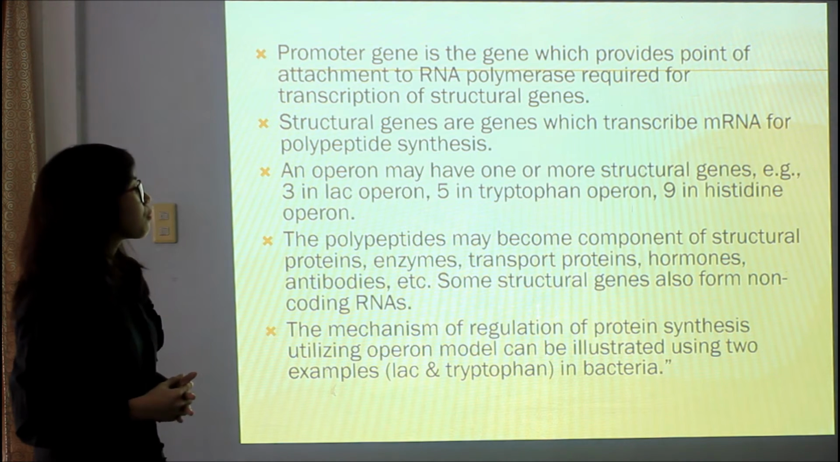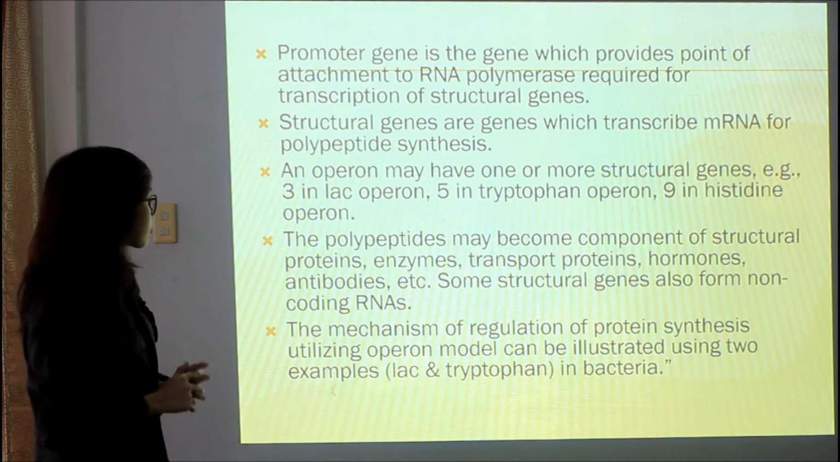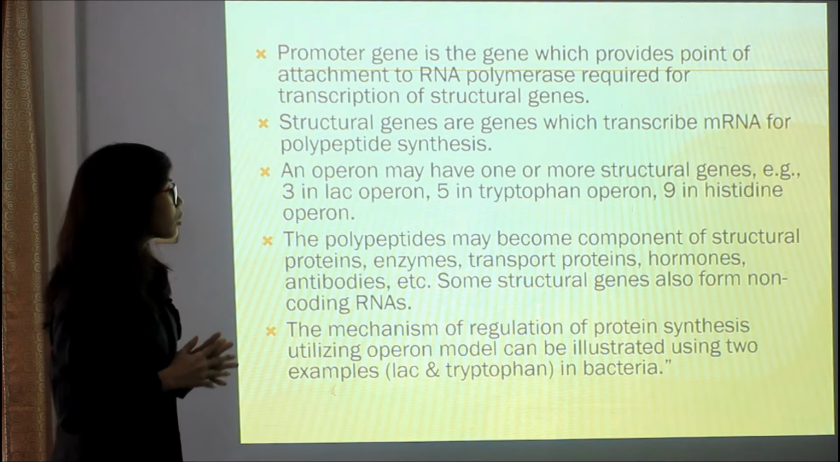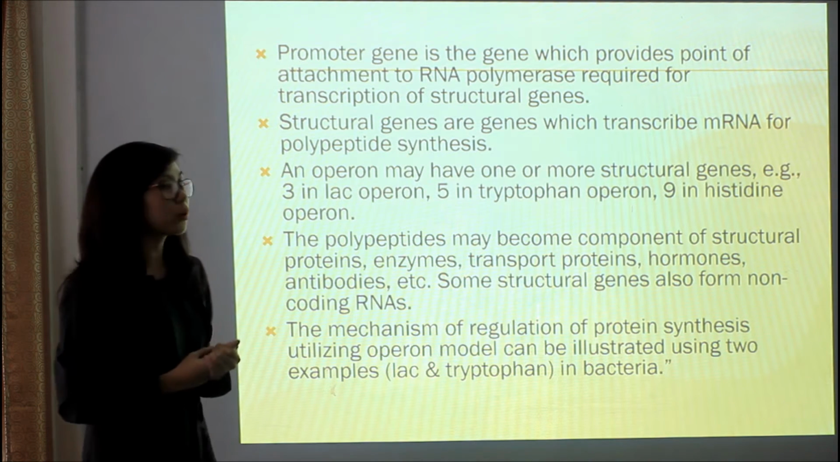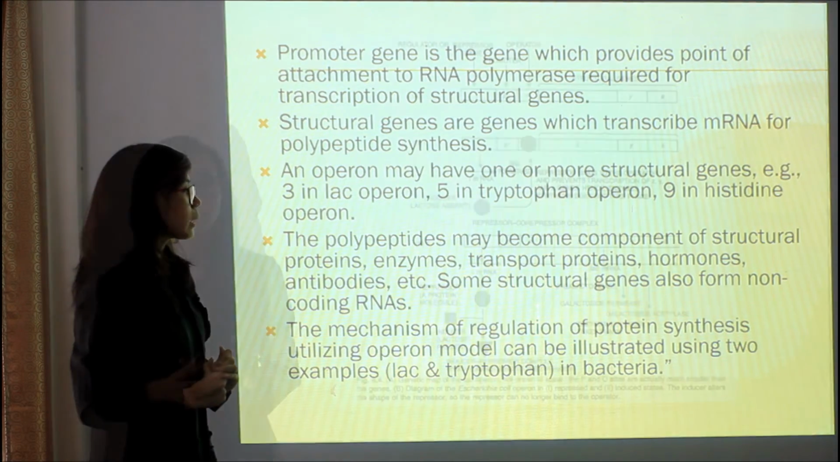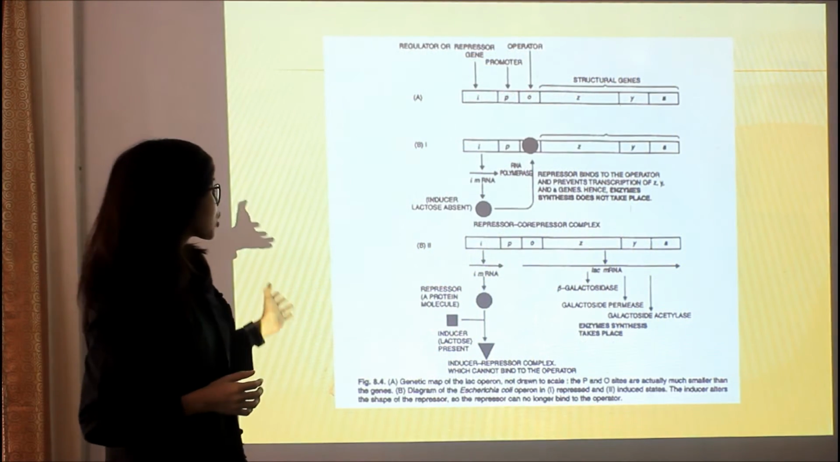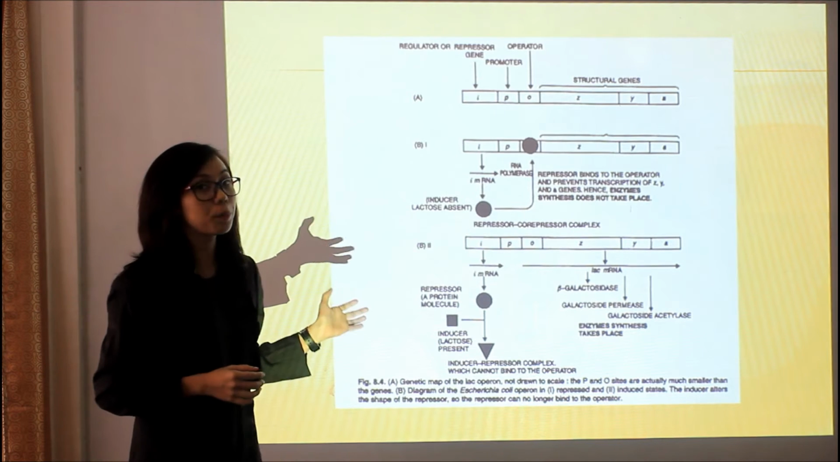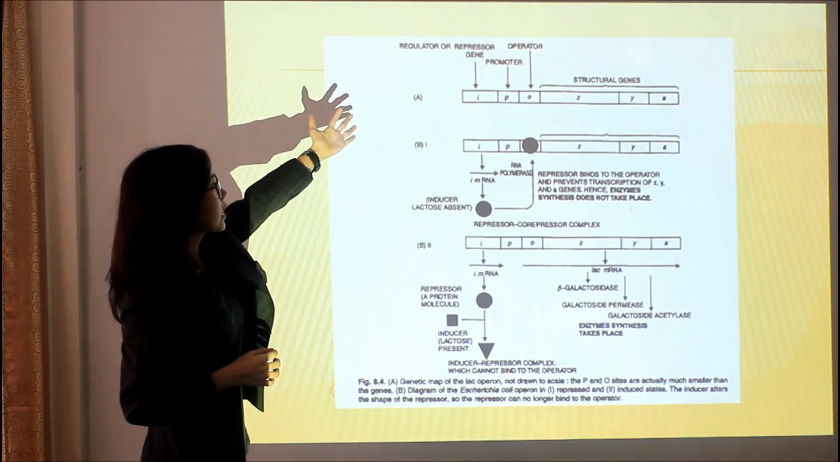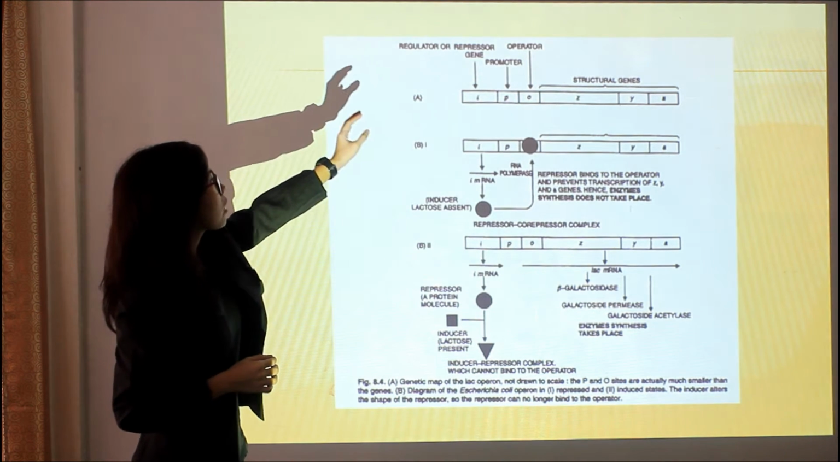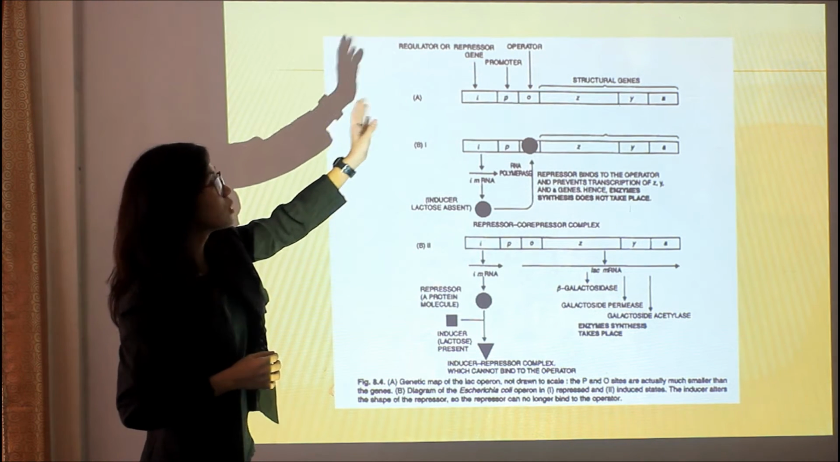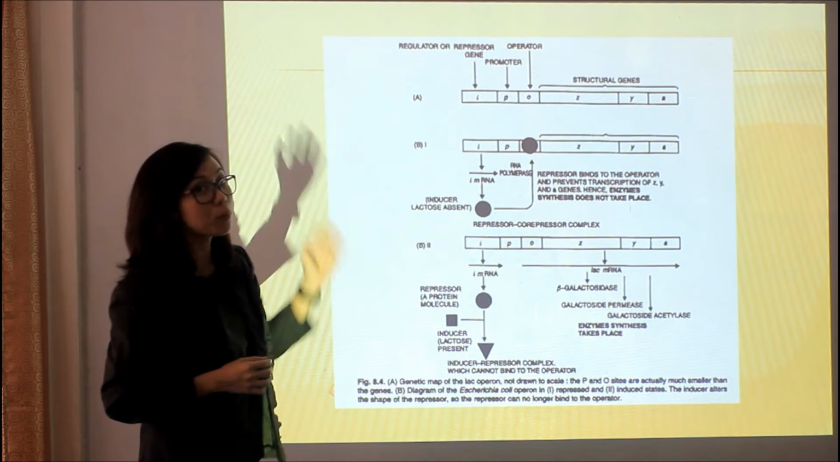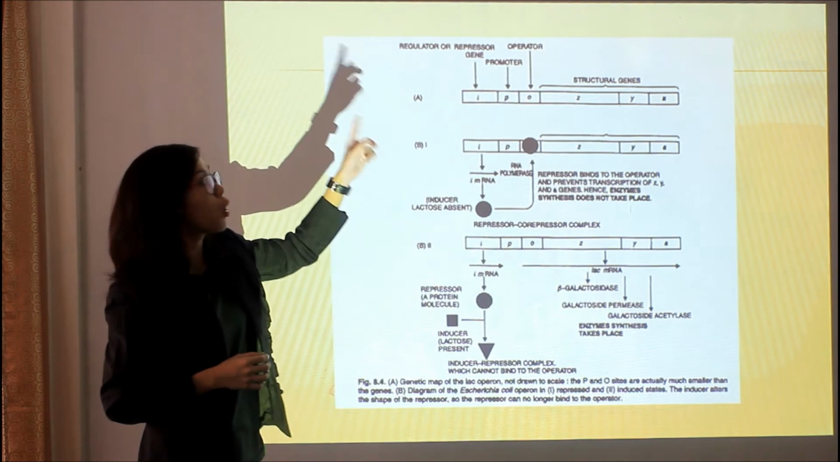The mechanism for regulation of protein synthesis utilizing the operon model can be illustrated using 2 examples in bacteria, lactose and tryptophan. This is the genetic map of the LAC operon. In site A, the L represents the regulator or repressor gene. The P serves as the promoter, and the O is the operator.